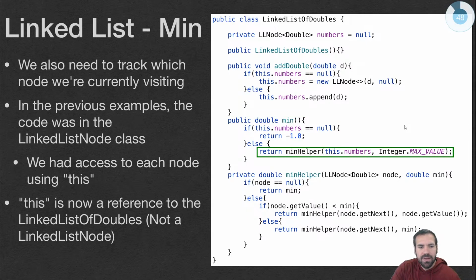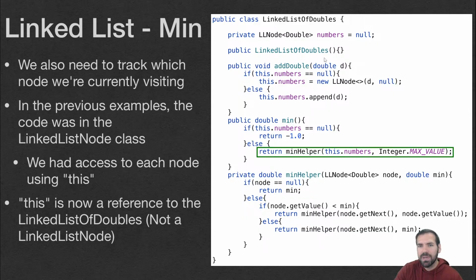And then when we finally get to the helper method, we're going to keep track of the node we're currently visiting through this reference node. This is different than what we did in the previous 4 examples. So we're going to pass the head of the list, the first node of the list, as our starting node. And then as we make our recursive calls, we're going to advance to the next node, and we're going to use our getters, well, just our getters here.